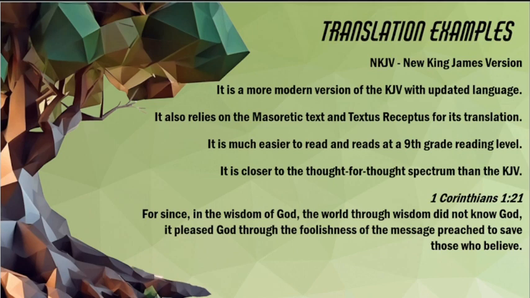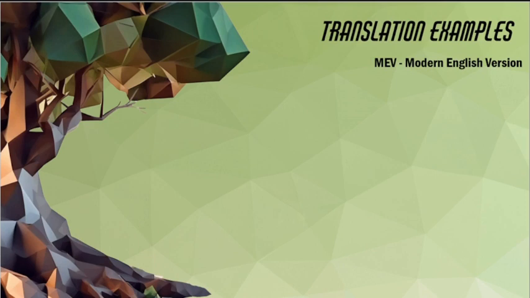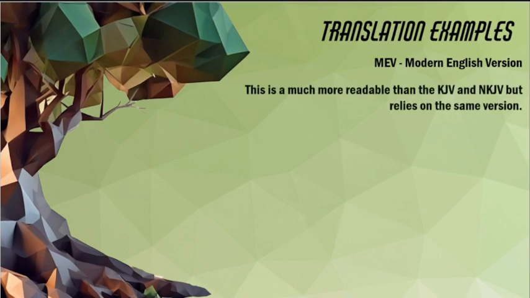But I have read all through it. I like this one a lot. You'll see me carry this one to church a lot. And that is the MEV, the Modern English Version. This is a much more readable version than the KJV and NKJV, but it relies on the same version. So it is Textus Receptus as well.